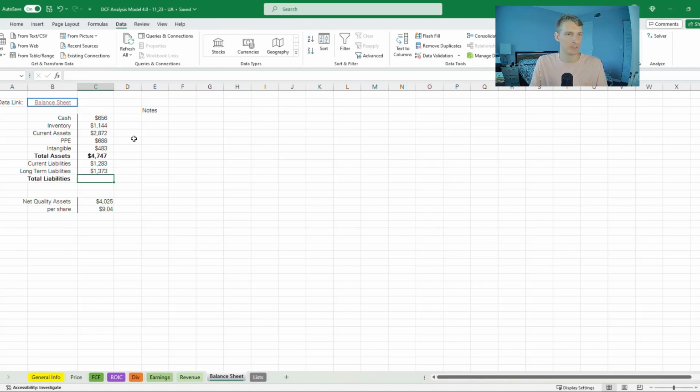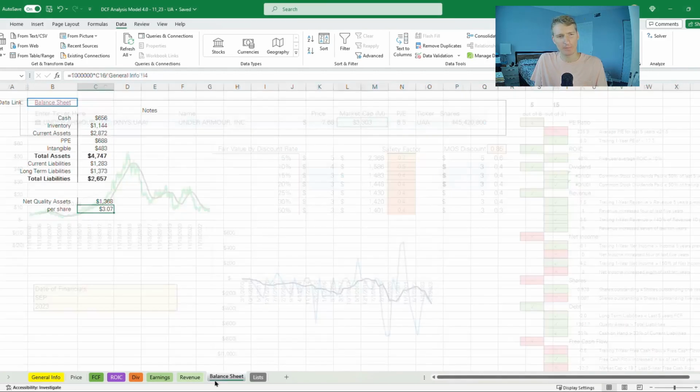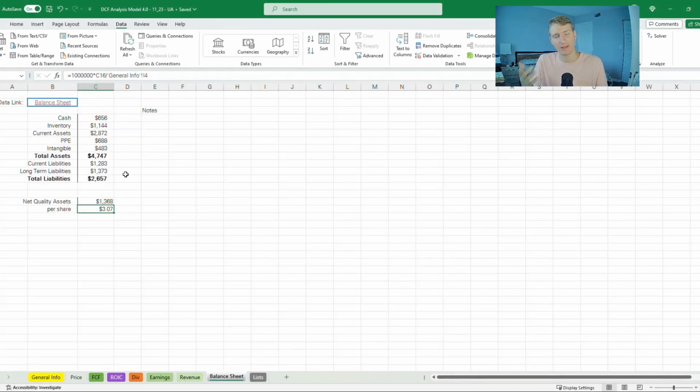So I feel pretty good, especially that the receivables is $800 million they have written down for their receivables. So total liabilities is 2.6 or so billion dollars, which means after our adjustments, they have a per share net quality assets of $3, which is substantial because they're trading at $7.68. And keep in mind that this is a $3.3 billion market cap. But yeah, $7.68, and their balance sheet makes up, according to what we're saying, $3 of that.